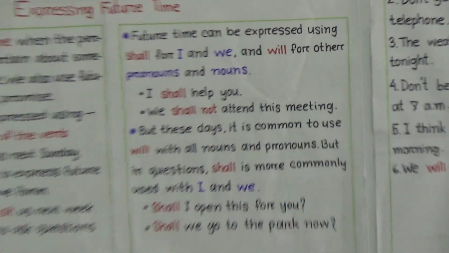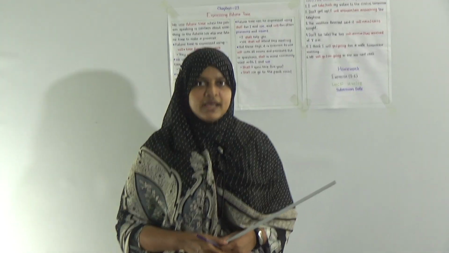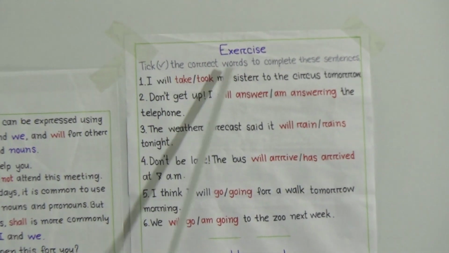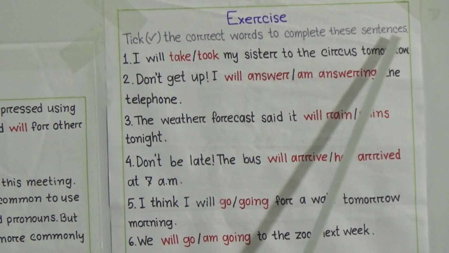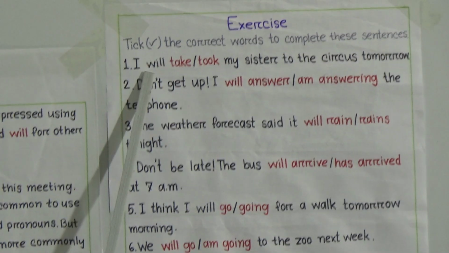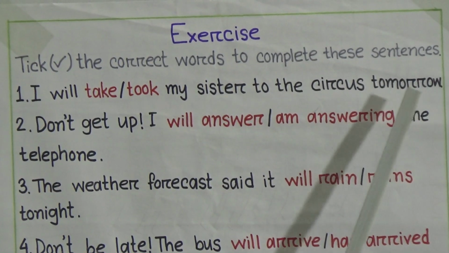Students, now we'll do some exercise based on the future time. So let's do it. The question is, tick the correct words to complete these sentences. Number 1, I will take or took my sister to the circus tomorrow.